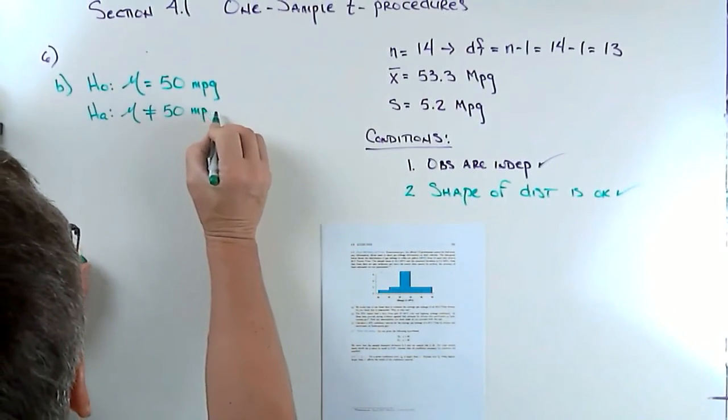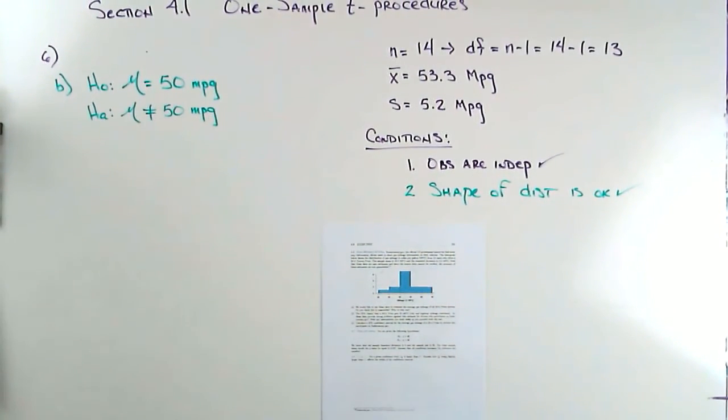Now, we could argue that we only want to do a one-tailed test here. And the reason why is if our mileage is more than 50, we're probably not going to complain, right? If we tell you your car gets 14 miles per gallon and your car gets 20, you're not going to be upset about that. But if we tell you your car gets 14 miles per gallon and your car suddenly starts getting 6, now you're going to have an issue.